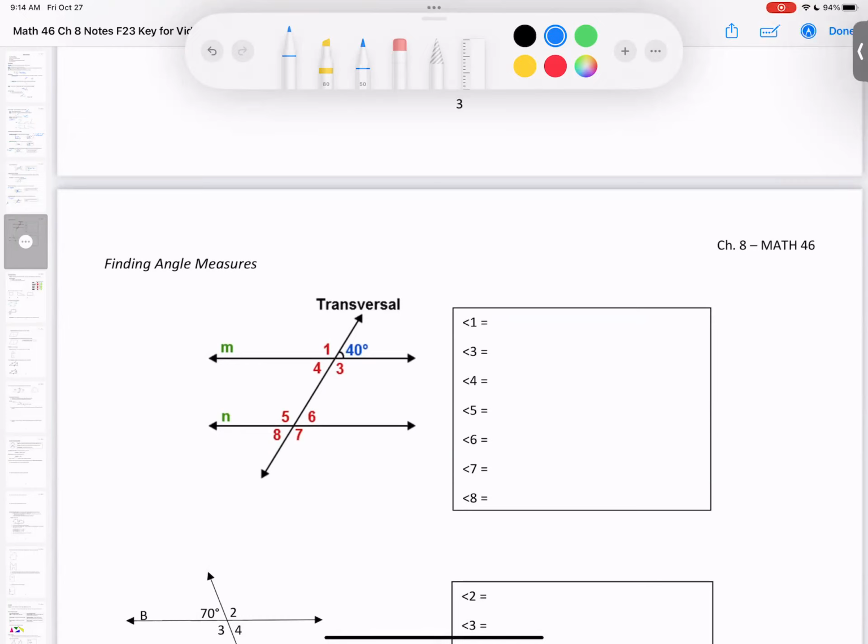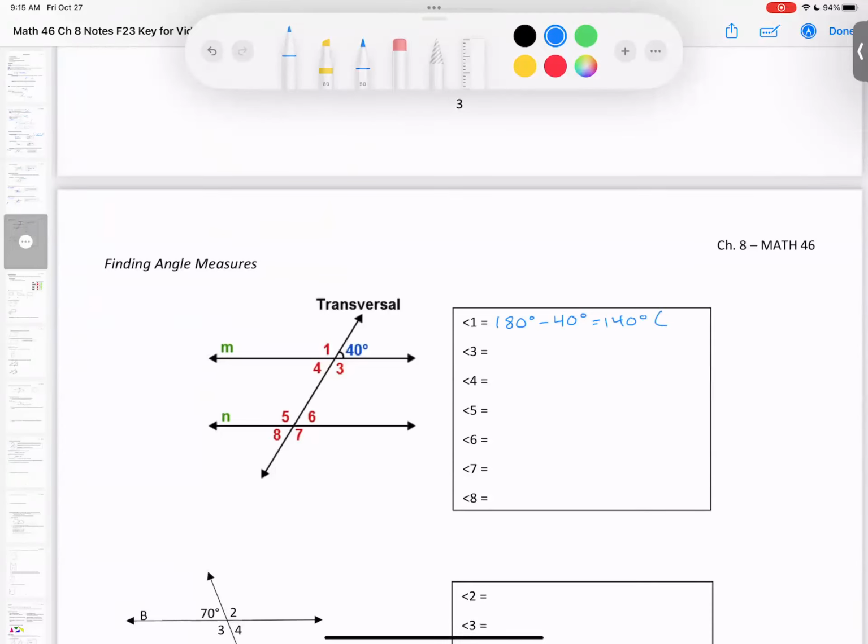There are always many ways to do these, but let's try starting with angle 1. If we were trying to find angle 1, what property is going to help us figure that out? Well, I'm going to think of that as supplementary to the 40 degree angle, because those two angles form a line, which means they add up to 180 degrees. So angle 1 must be 180 degrees minus 40 degrees, which is 140 degrees.